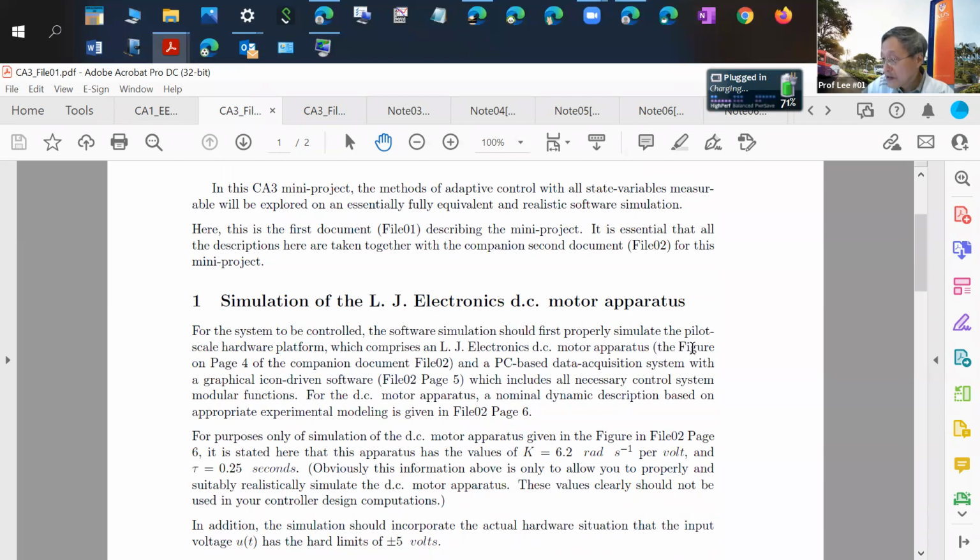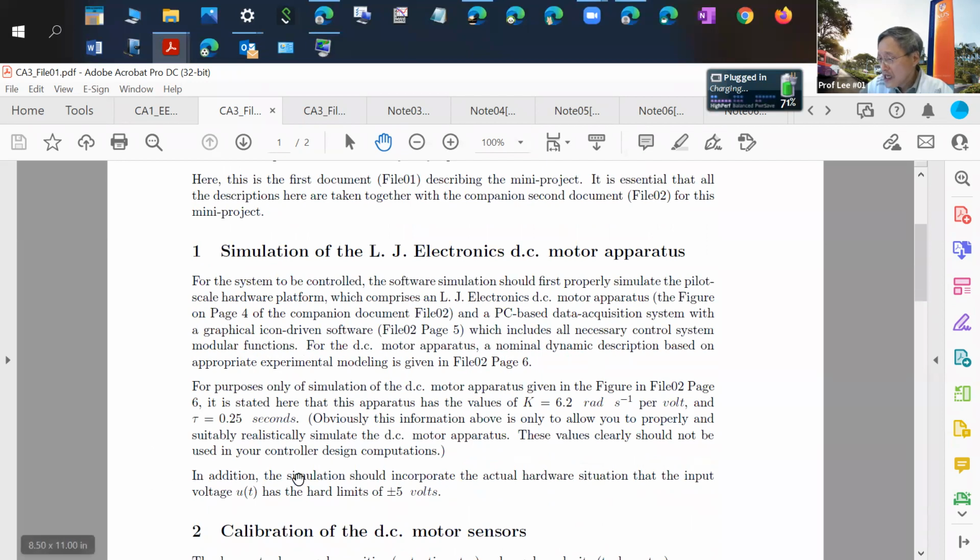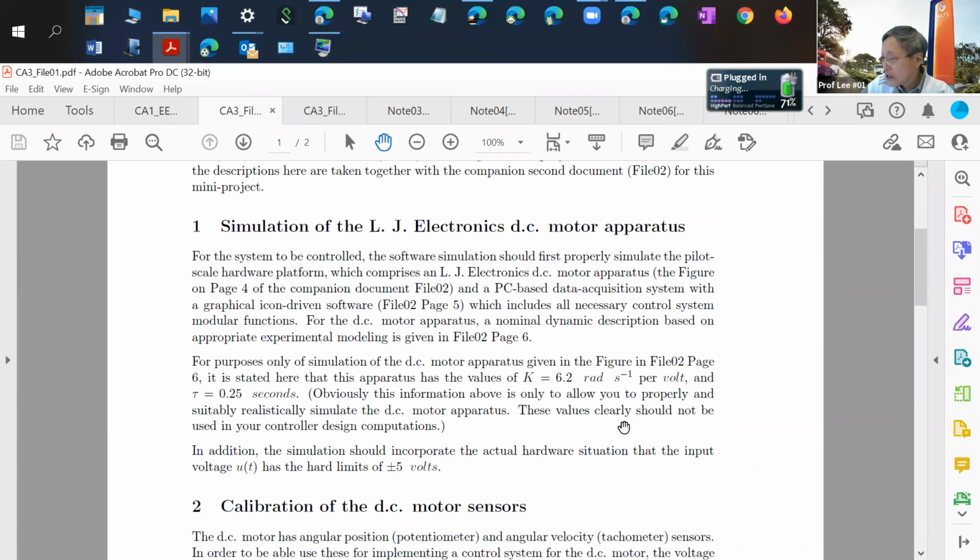even though the theory is simpler, I want you to put up a situation such that it is as close as possible to the real hardware. So for example, certain things will already be in the hardware. My motor down there, basically the drive input is plus minus 5 volts.